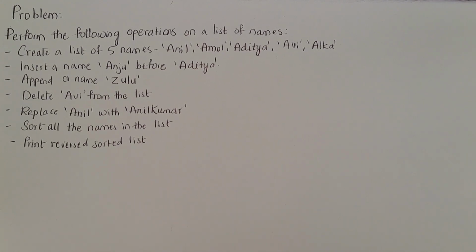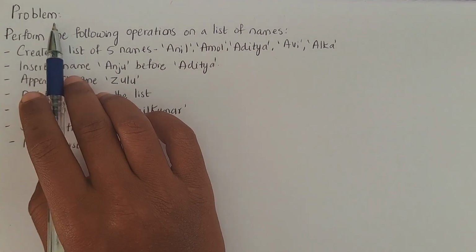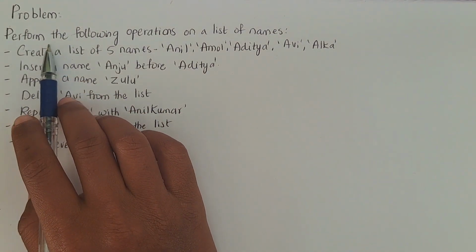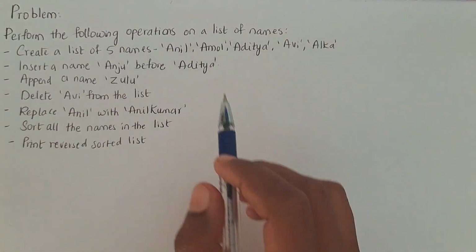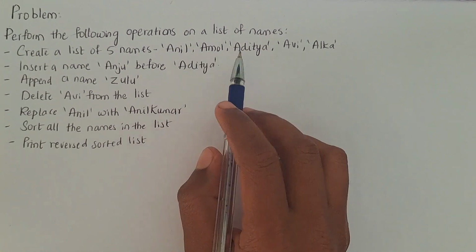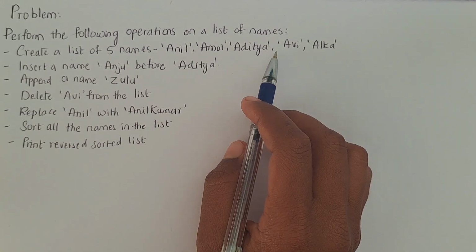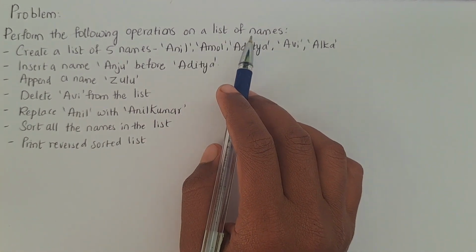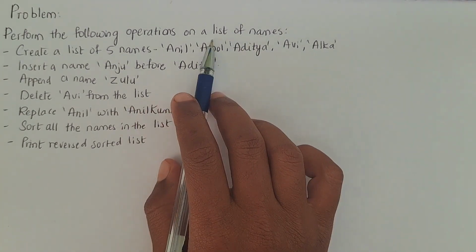In this video, I am going to explain the concept of how to perform the operations on the list. So in this video, you will get a more clear idea on the operations of the list. So let us consider a problem. Here we are performing the operations on the list of names. They have given some of the names, so that using those names, we have to perform the operations on the list.